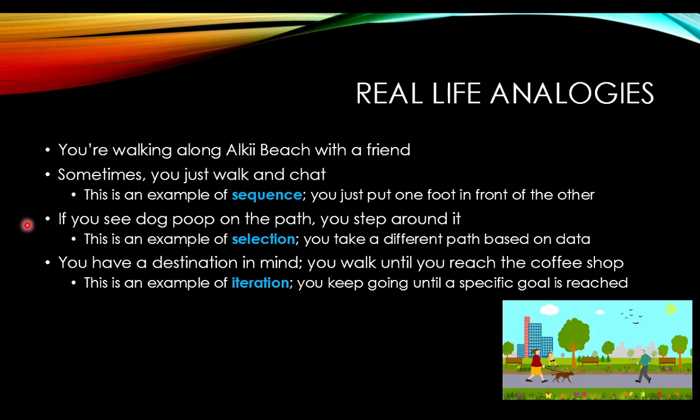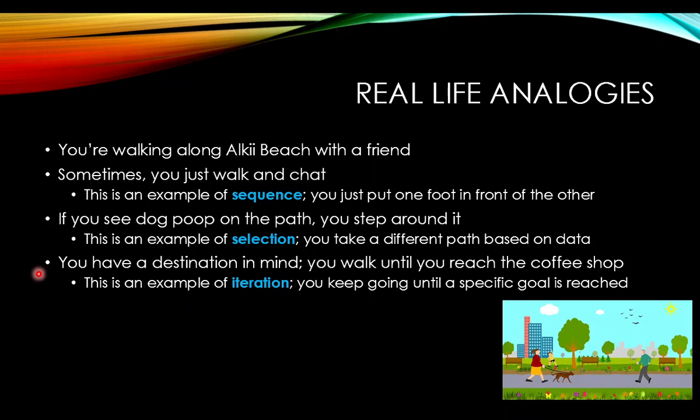You're not going to continue in your normal sequence in this case, because you have some data that you're going to act on, and based on that data, you're going to step around the dog poop. So notice you altered your path. Your steps flowed a different way based on the data that you have available. That's called selection. All right.